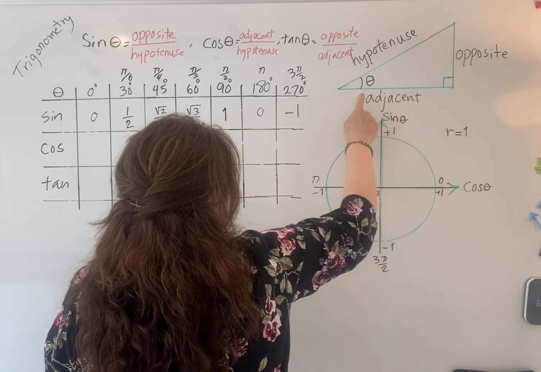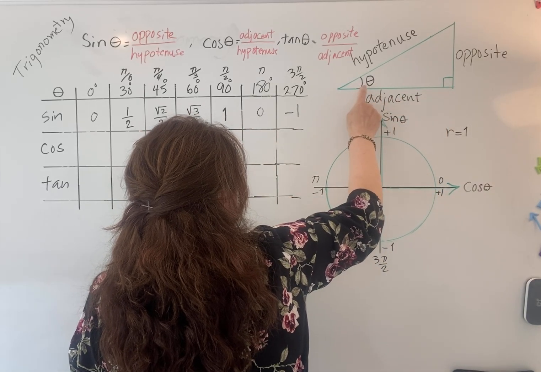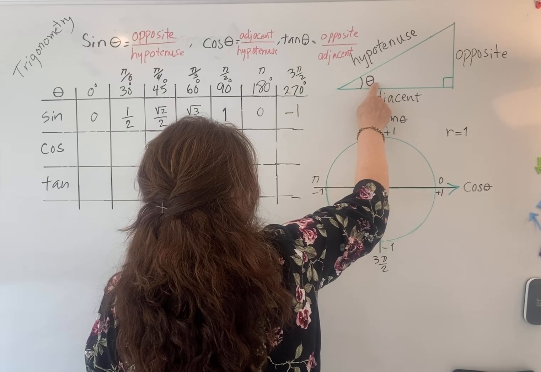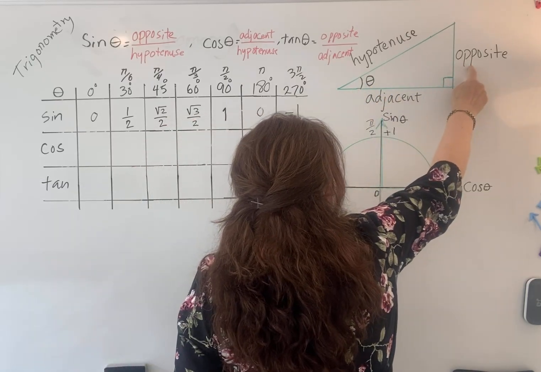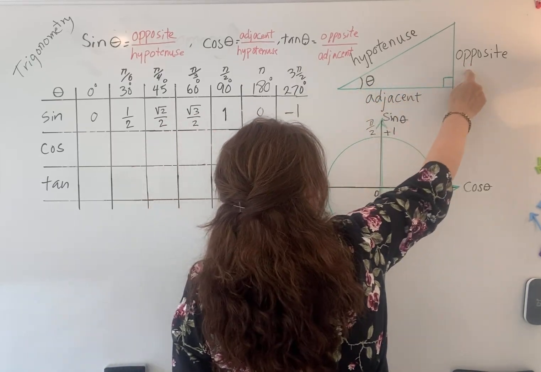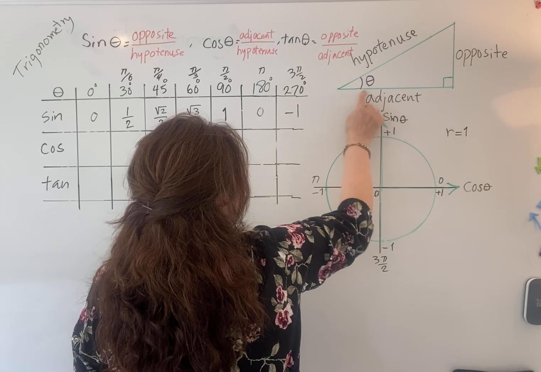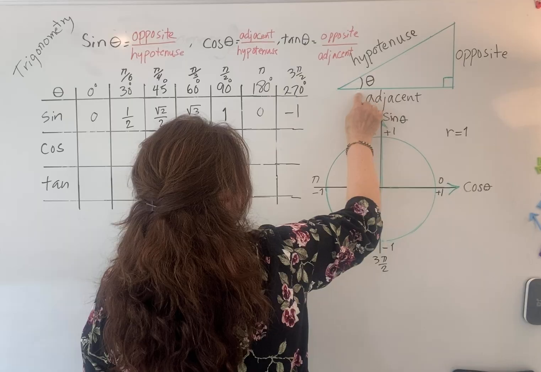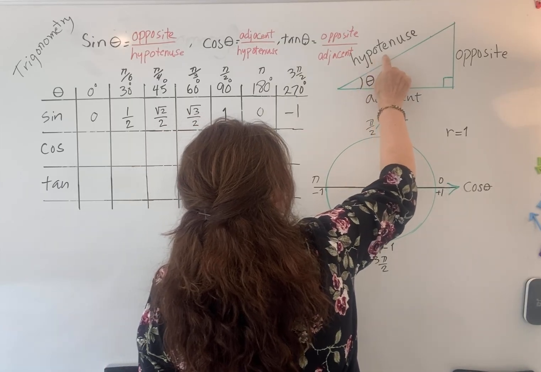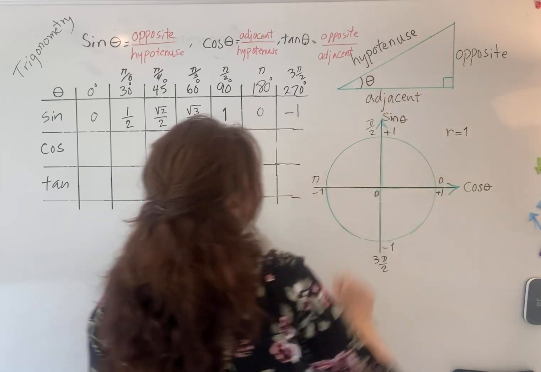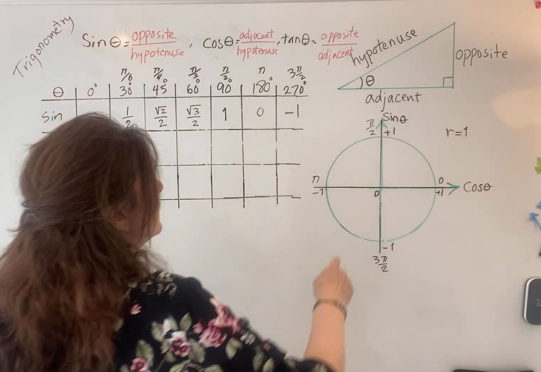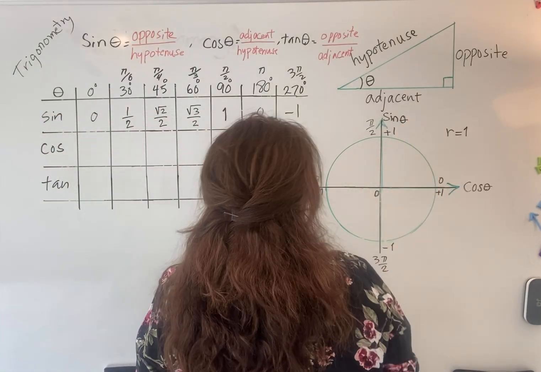If we call this angle, less than 90 degree, theta, the opposite side of theta, we call it the opposite side. And next to theta, this side, we call adjacent to theta. And hypotenuse is the longest side of any right triangle.